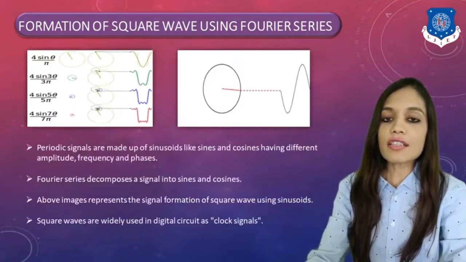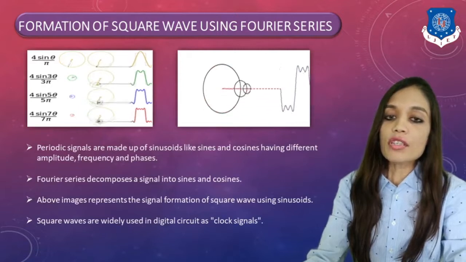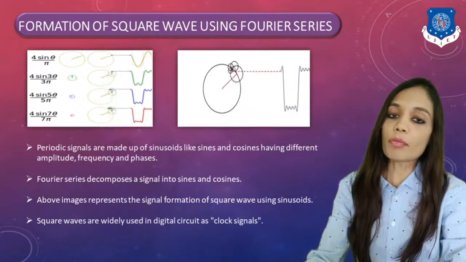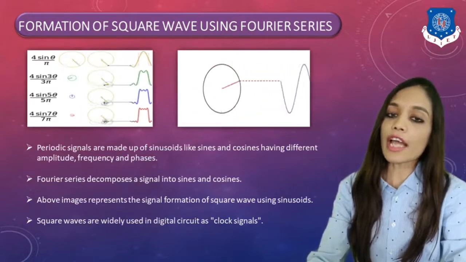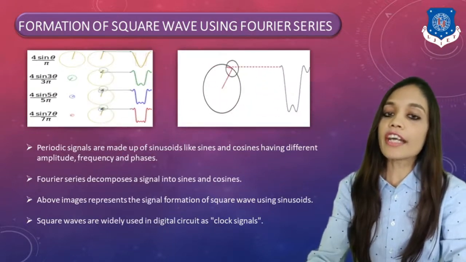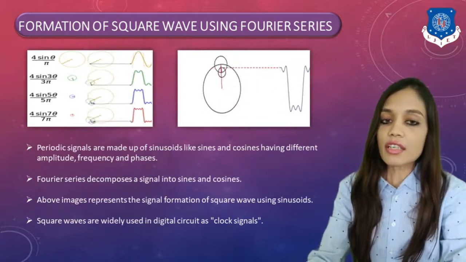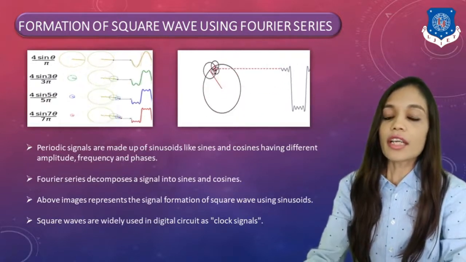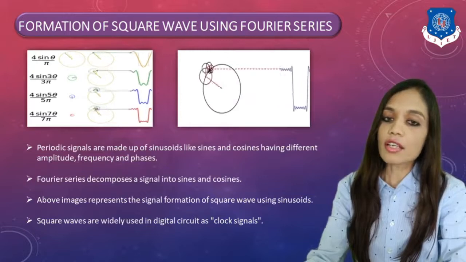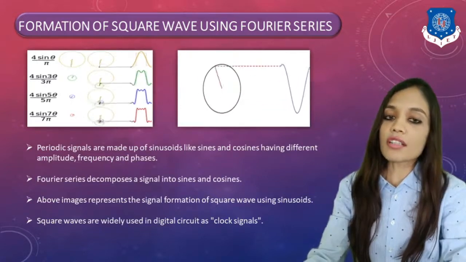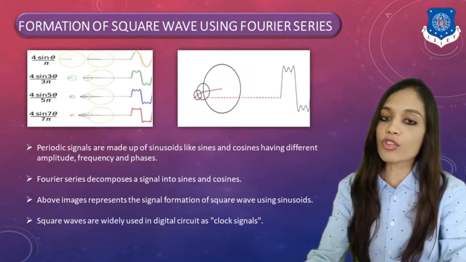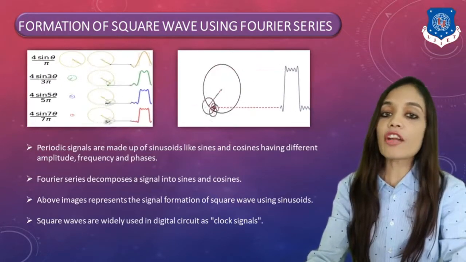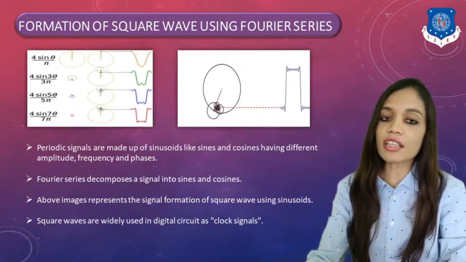Fourier series produces periodic signals that are made up of sinusoids like sines and cosines having different amplitudes, frequencies and phases. Fourier series decomposes a signal into sines and cosines. The above images represent the signal formation of a square wave using sinusoids. Square waves are widely used in digital circuits as clock signals.